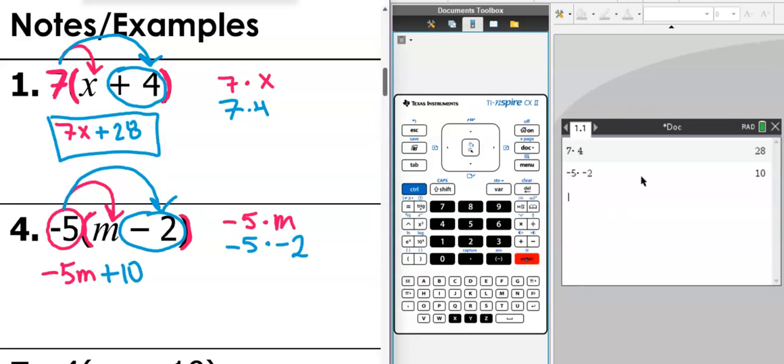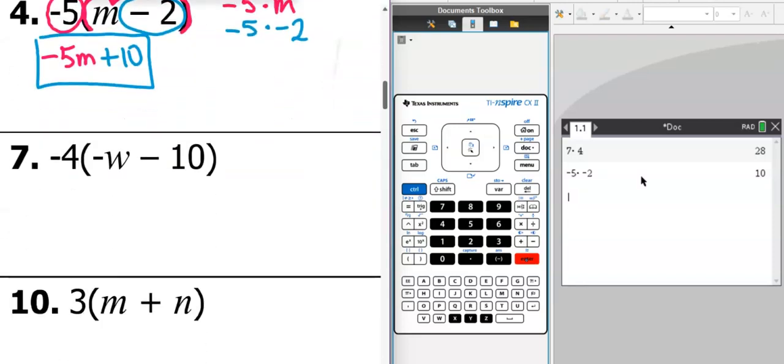Asking ourselves if we can combine the negative 5m and the 10, we realize one of them has a variable, the other does not, so we are done. Let's find another problem.